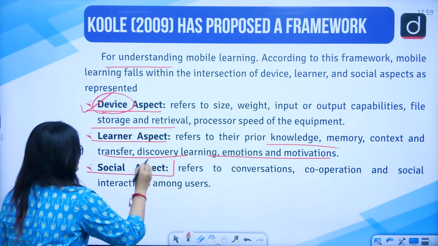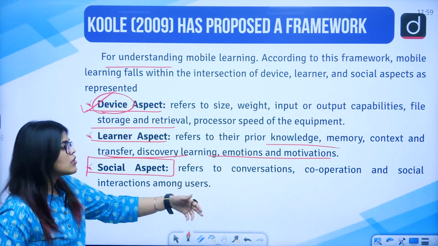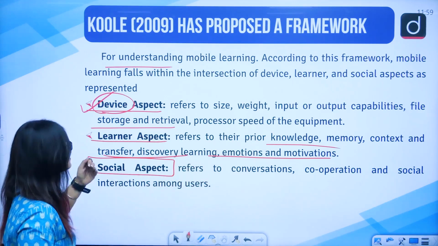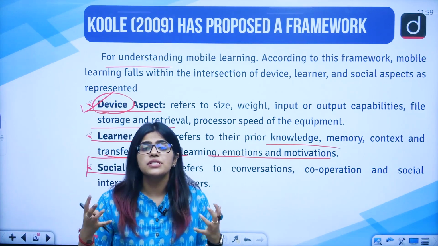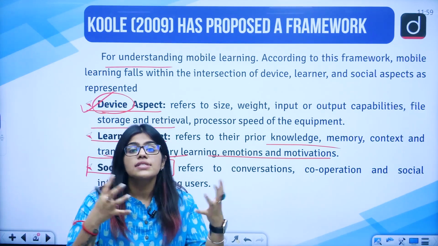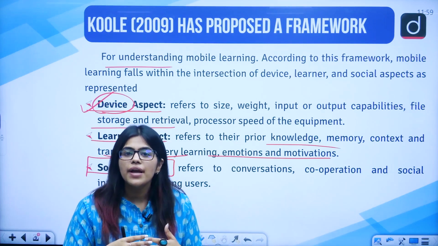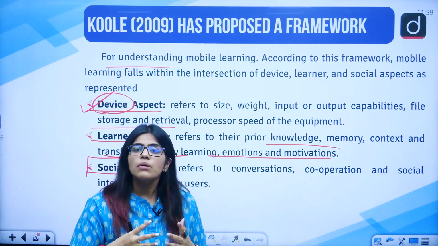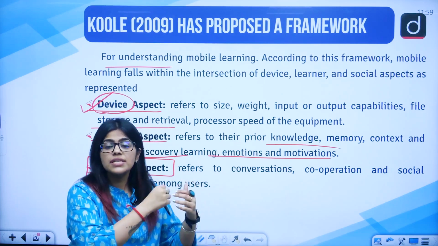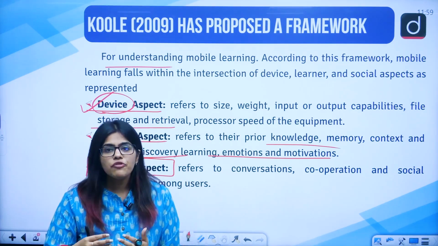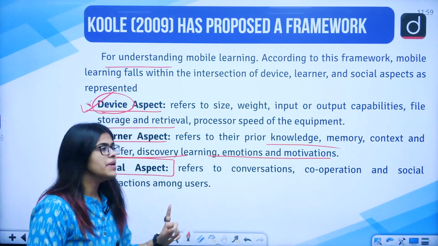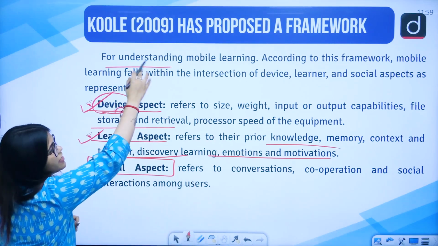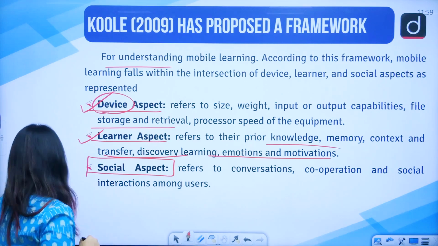Then comes the social aspect. This refers to the conversations, cooperation, or the social interaction among the users. Do you think if you create such a system, the society would help the students come together and interact? Will they talk about it? Will this give a boost? Is this technology helpful in future or not? All of these things should be cleared before you start teaching through a mobile network.